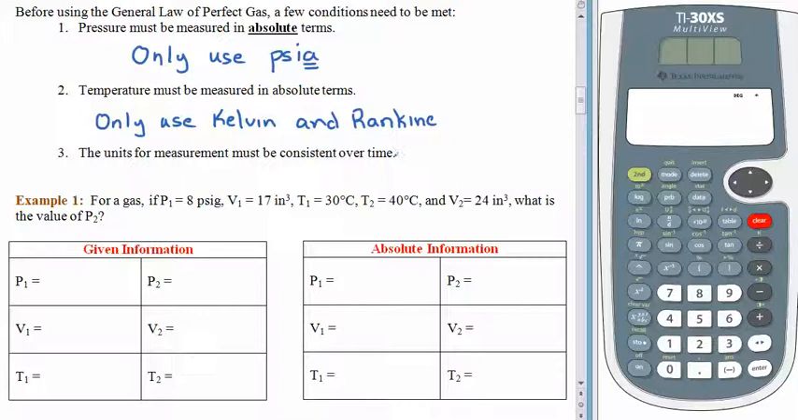And the other thing we have to be careful of is that we have the units for measurement always the same as time progresses. So you can't talk about volume in cubic inches the first time you measure and cubic feet the second time you measure. We have to make sure we've got the same units happening all the time. All right, so let's just try an example and see where we go.